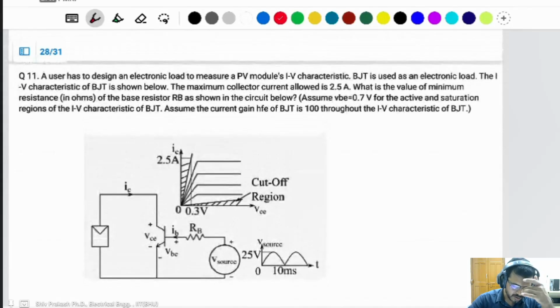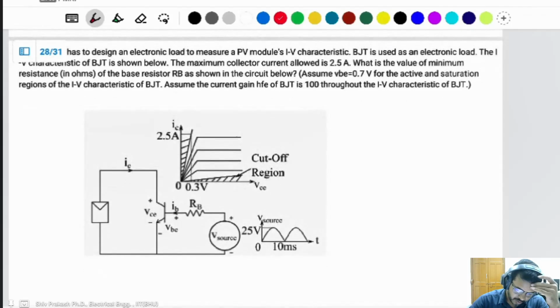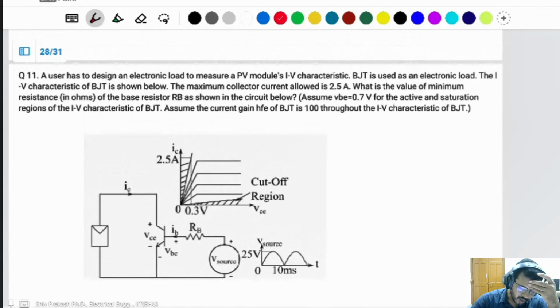A question is asked to you about measuring the I-V characteristic from a solar panel by using a BJT. A user has to design an electronic load to measure a PV module's IV characteristic. A BJT is used as the electronic load. The IV characteristic of the BJT is shown below. This will be the IV characteristic.